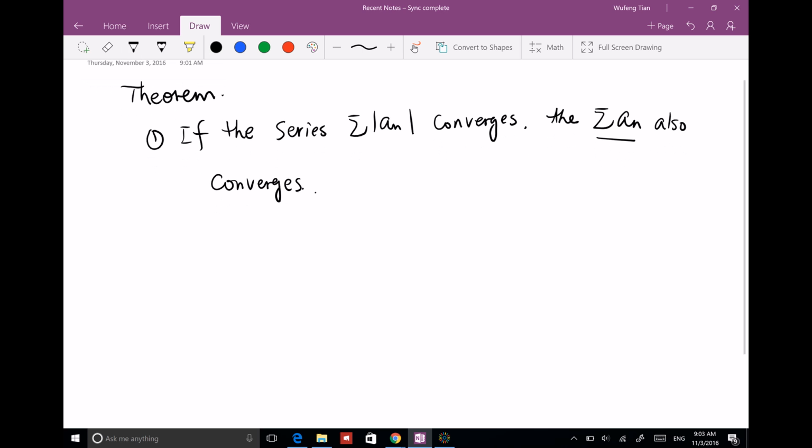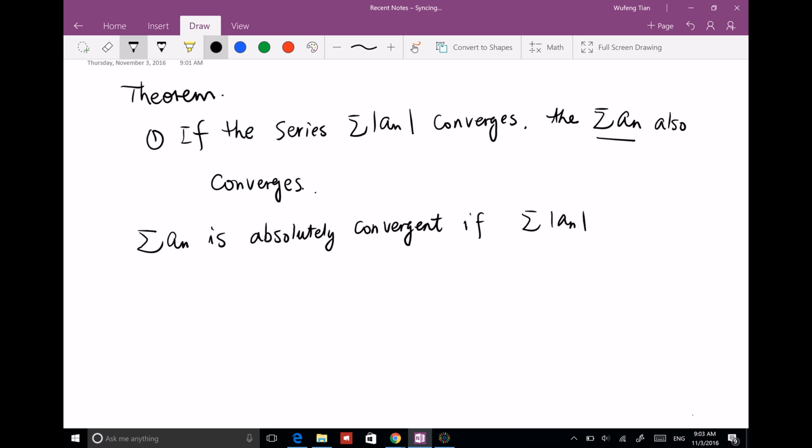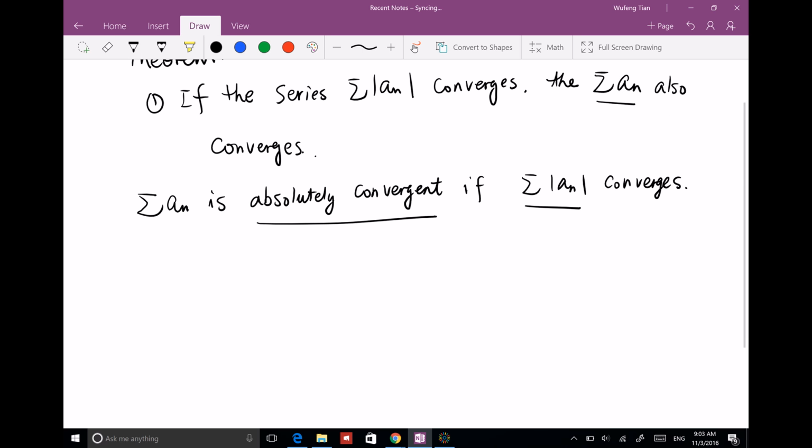Okay. So if a_n is absolutely convergent, what do we say? We call a_n absolutely convergent if the series of the absolute value of a_n converges. If the absolute value series of a_n converges, then it is absolutely convergent.